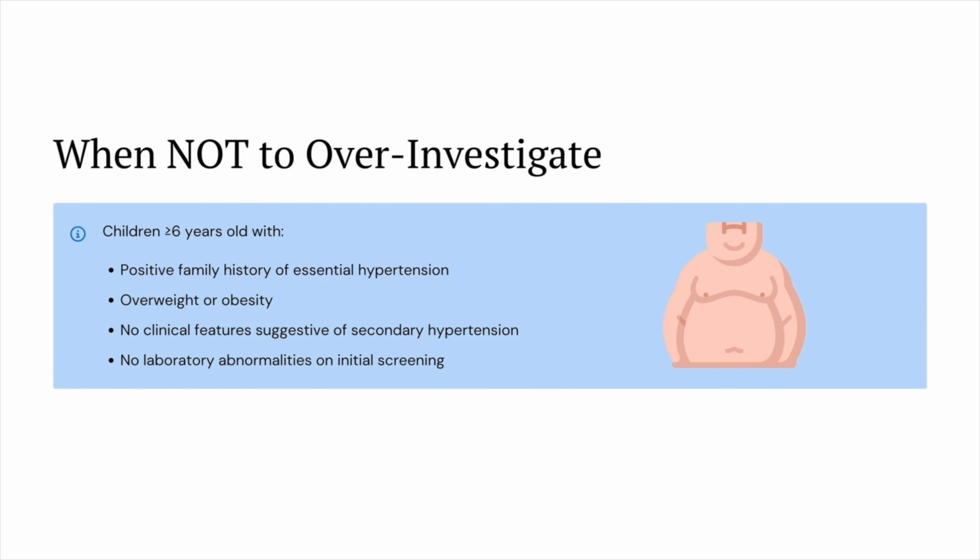This also suggests when not to over-investigate. Although I know I've said that most, do think of secondary causes. But if the child is greater than 6 years old, has a positive family history of essential hypertension, plus they are overweight or obese, plus they do not have clinical features suggestive of secondary hypertension, and no laboratory abnormalities on initial screening, let's say the renal function is normal. For these patients, very likely it is primary hypertension due to obesity or strong family history. For this patient, you don't need to exhaust all your investigation in order to find out the cause.